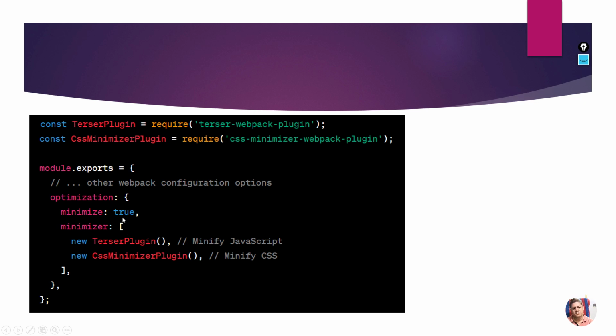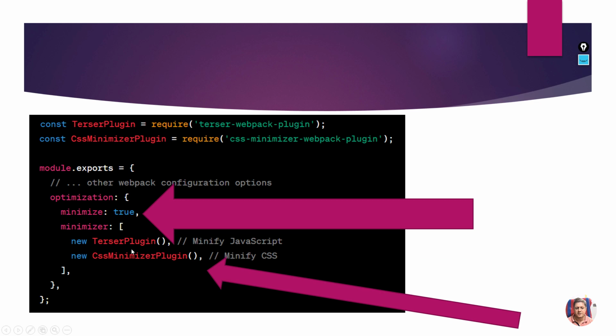Then I have used them this way: optimization, minimize true. When I say true, that means it will minimize. If it is false, it will not minimize. And what the minimizer will do is execute these plugins and minimize automatically.